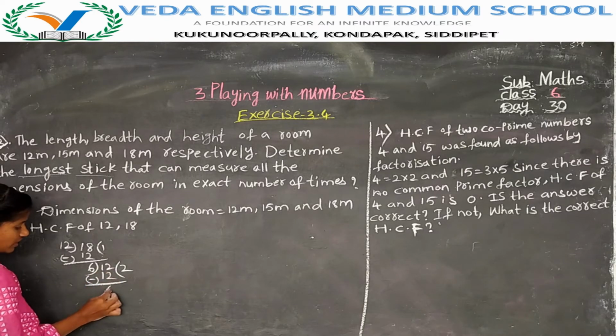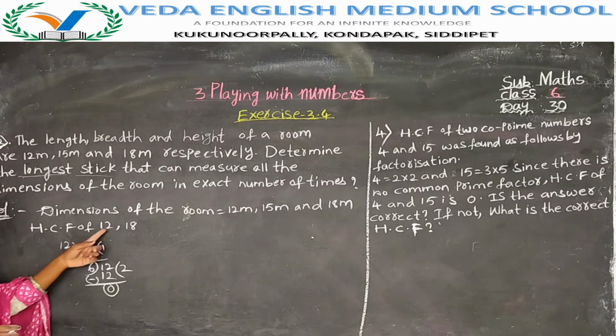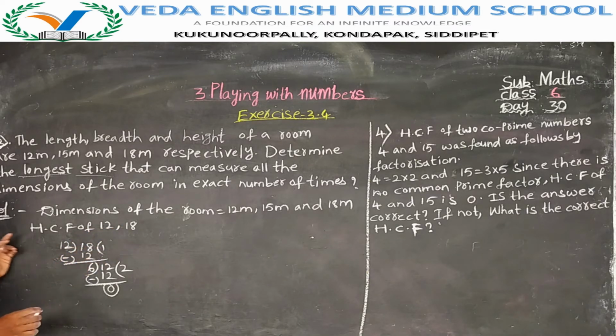12 minus 12 is 0. So here you got the HCF. What is the HCF of 12 and 18? The HCF of 12 and 18 is 6.